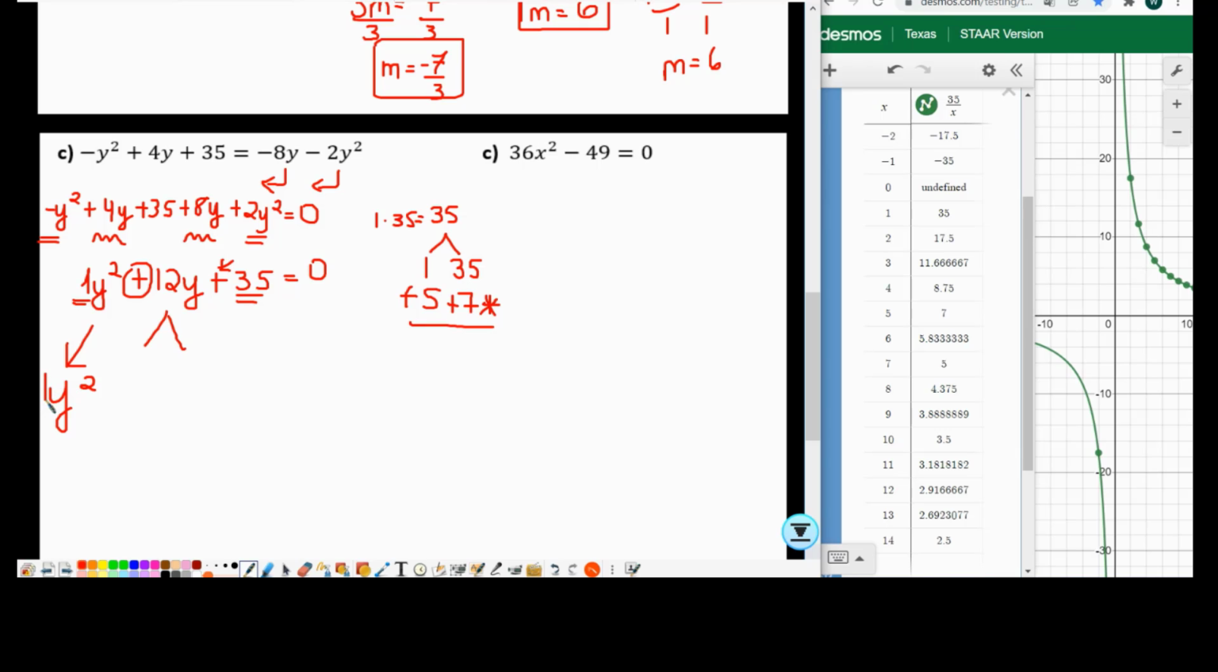We're just going to bring down the 1y squared right there. We're going to rewrite 12y using 5y plus 7y. And we're going to bring down the 35. And then set everything equals to 0. Now that we have that, we're going to pair them up.